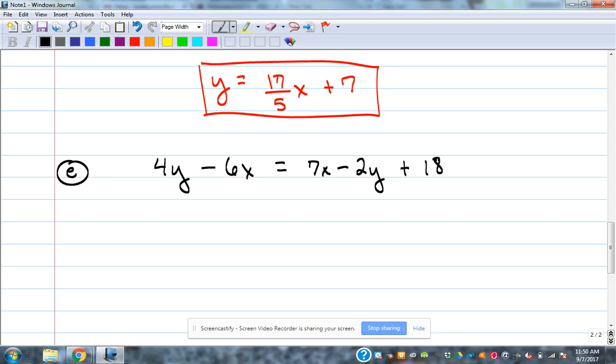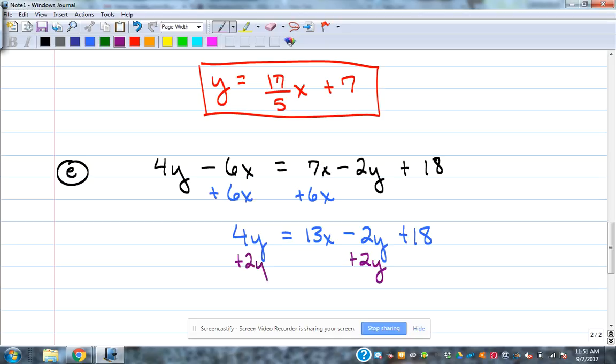Just get the y's to one side, the x's, and everything else to the other. So adding 6x works great. Gets you 13x minus 2y plus 18, and then this side's 4y. And then you guys said you could have added 2y. Well, now's the time to do that next step. You add 2y to the 4y. Why are we adding 2y and not subtracting 2y? It's a negative. We're moving it to the other side, so it changes signs there.